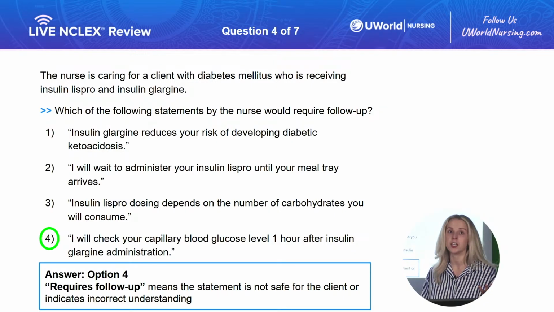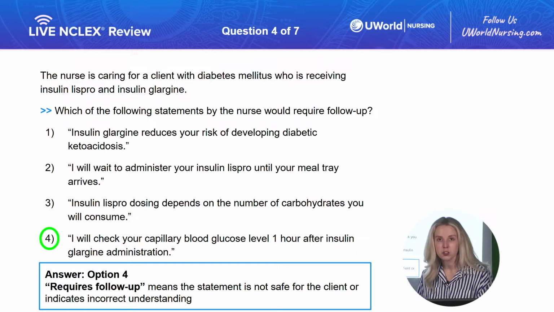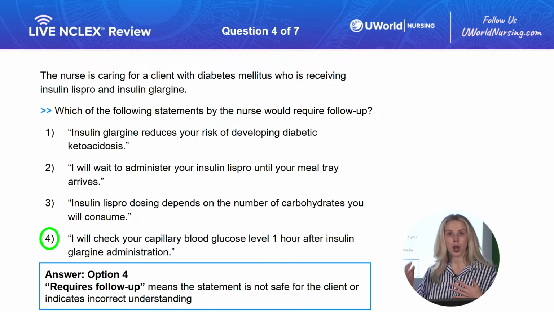So insulin glargine reduces your risk of diabetic ketoacidosis. This is true. It's a longer-acting insulin, helps to prevent those spikes in blood sugar, which altogether will reduce the risk of DKA. 2 is wait to administer your insulin Lispro until your meal tray arrives. Also true. This is a rapid-acting insulin. It can really drop our blood sugar if we don't have food immediately available. So we're only giving this if that meal tray is right in front of them, ready to go to help avoid hypoglycemia. And lastly, 3, insulin Lispro dosing depends on the number of carbohydrates you consume.